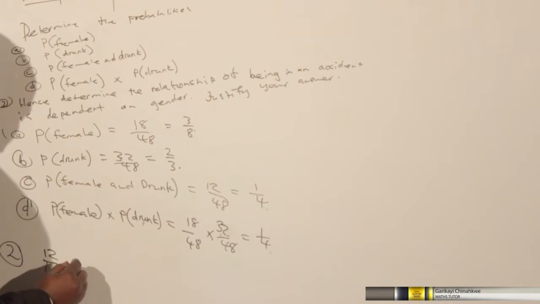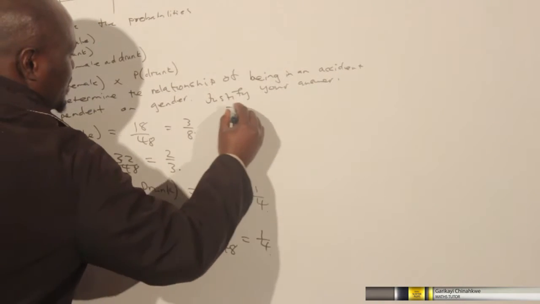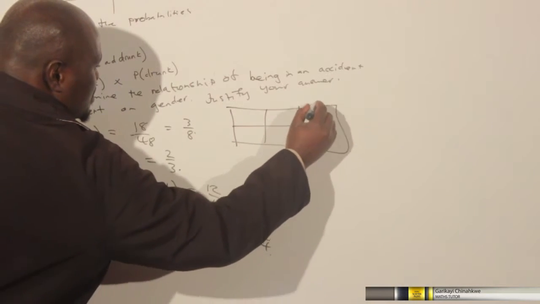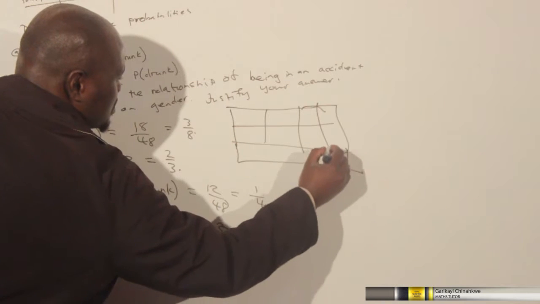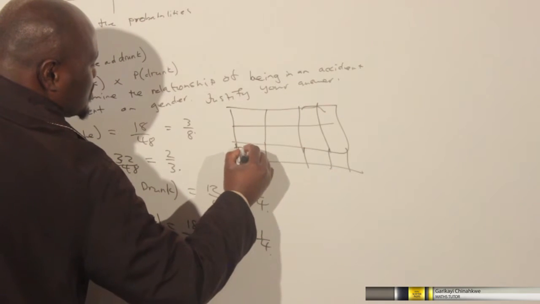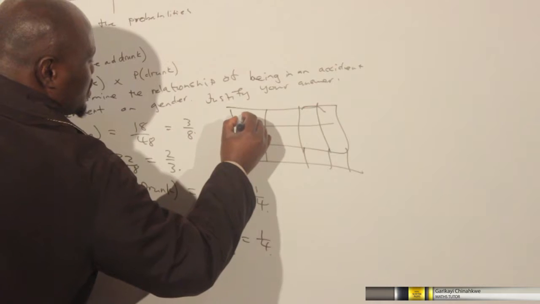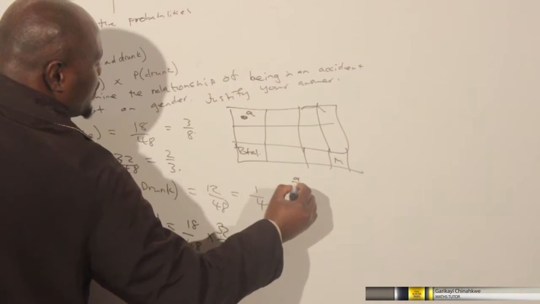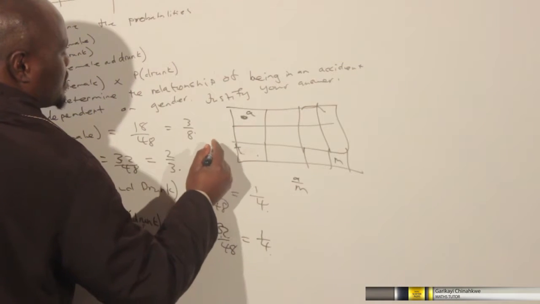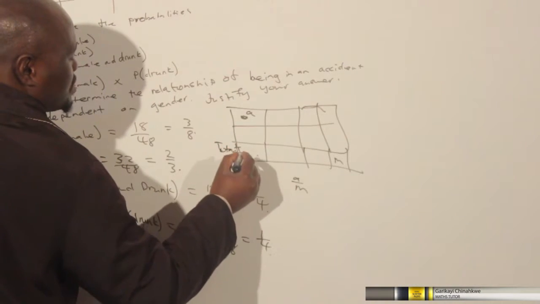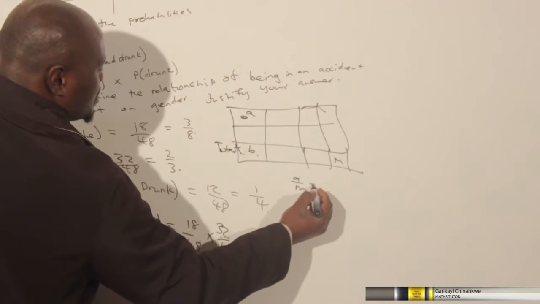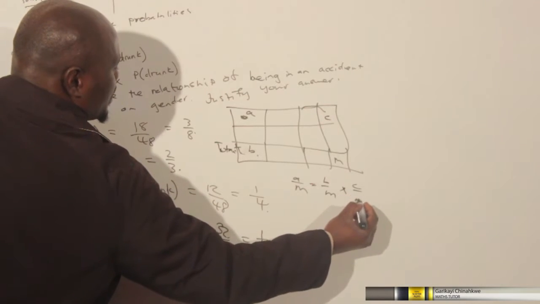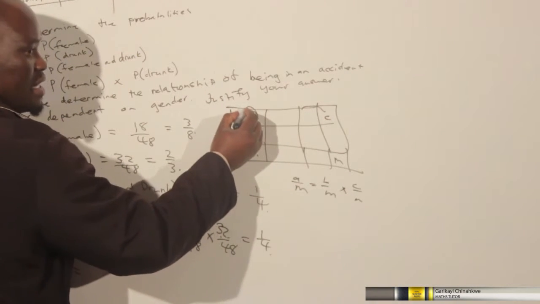12 over 48 is equal to, I'm going to explain again using this simple table. Let's say these are your totals. You're just going to take this one, A over M, where these are your totals, which is equal to B over M multiplied by C over M. So it's A, which is here.